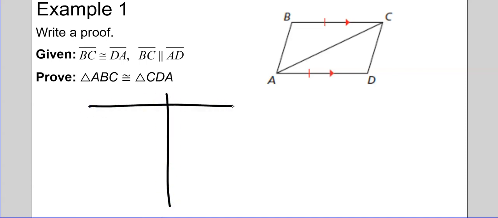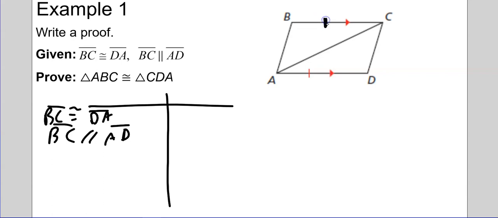Okay, so we're given BC is congruent to DA, and we're given BC is parallel to AD, also known as DA, same thing. They're already marked. You see BC is right here, and AD is marked here, and you see the parallel.